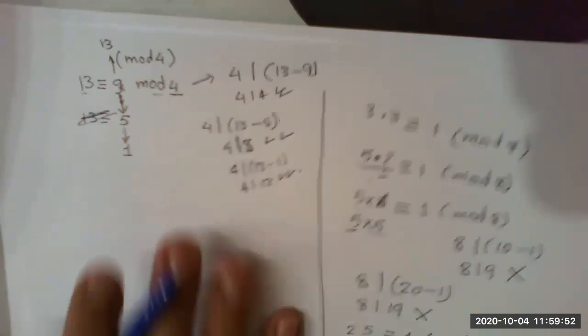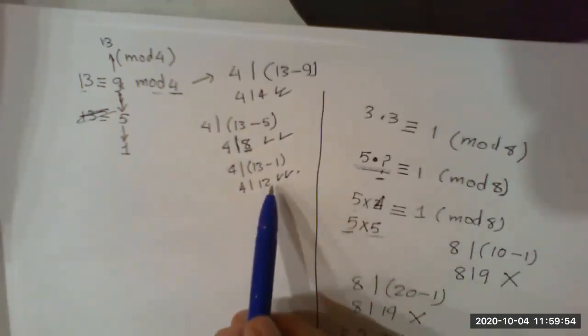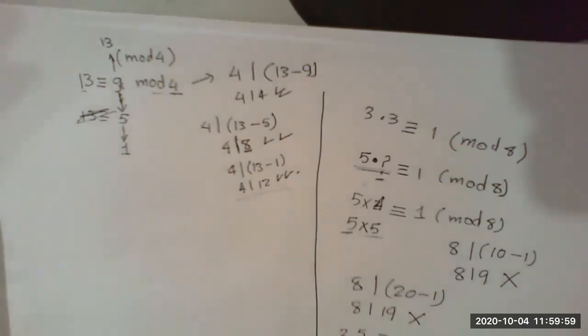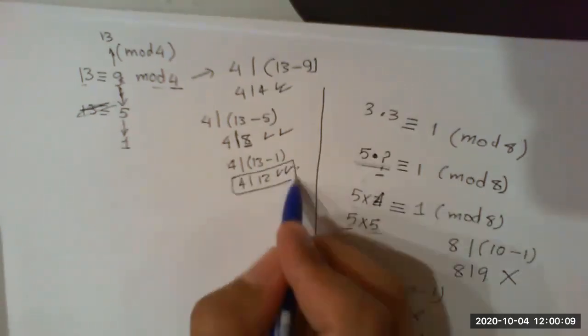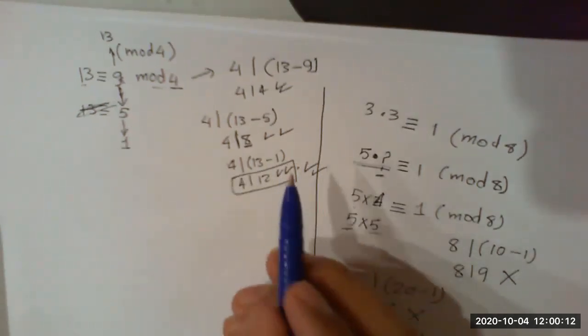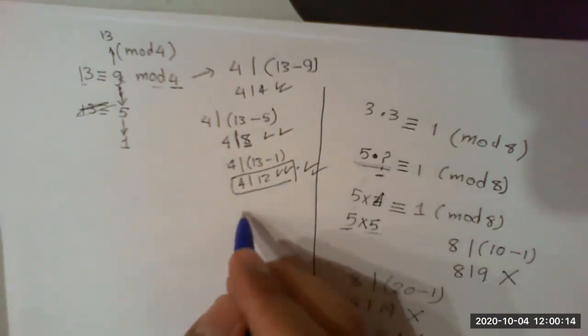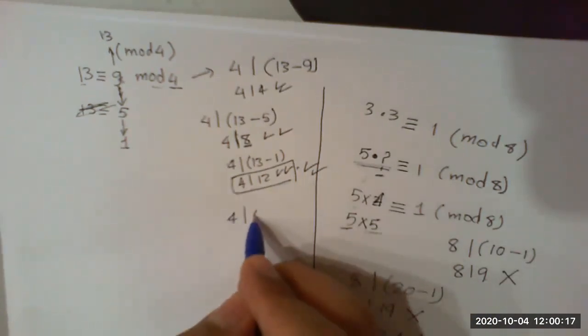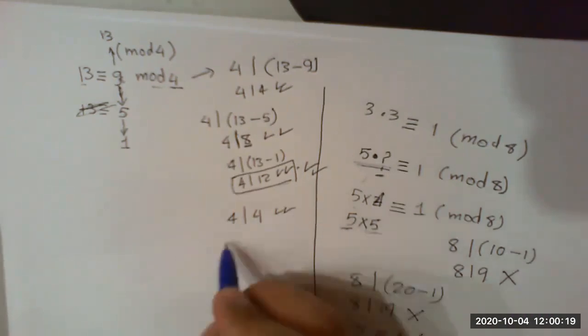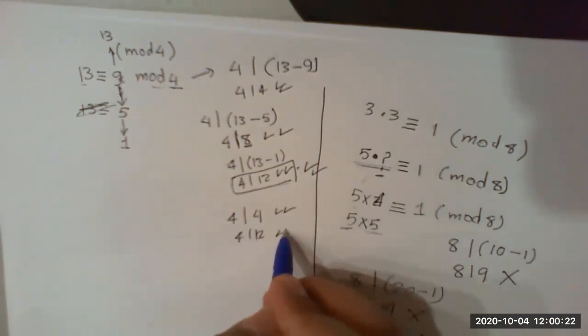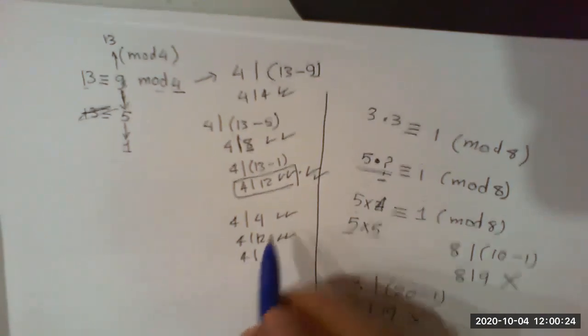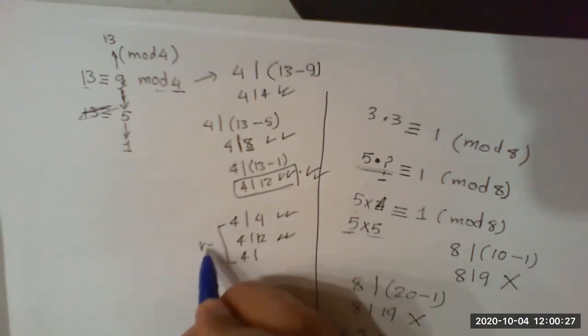I don't understand your question. I don't care about the result. I care about the remainder. I just care about this to check that it is true. For example, 4 divides 4. It's okay. 4 divides 12. All the remainders are the same, which are equal to 0.